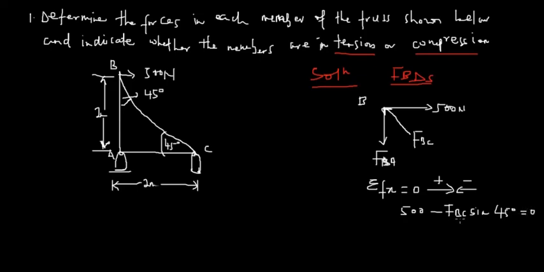So we have to find FBC, that's the force. When you do a simple calculation, moving this one to the other side, you end up with an FBC force of 707 newtons. From here you could notice that this force was moving towards B, so it means that this is a compressive force. The question stated that we should indicate whether the forces are in tension or compression, so this is a compressive force.